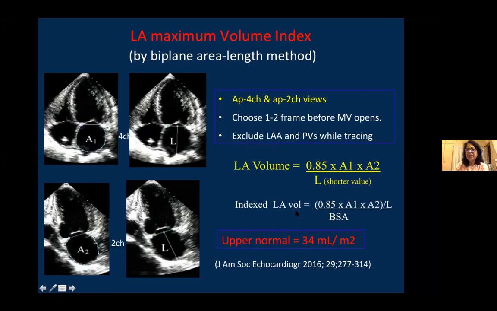We index that value to the body surface area of the patient from the body weight and the height. Now, the upper limit of a normal value as per the latest ACC guideline is 34 ml per square meter body surface area. This is not very difficult, very easy to do. So you all should start practicing how to measure the LA volume from the apical 2-chamber and 4-chamber views.